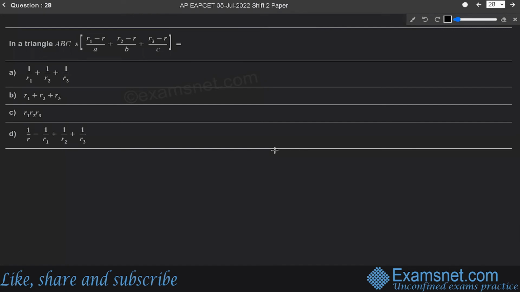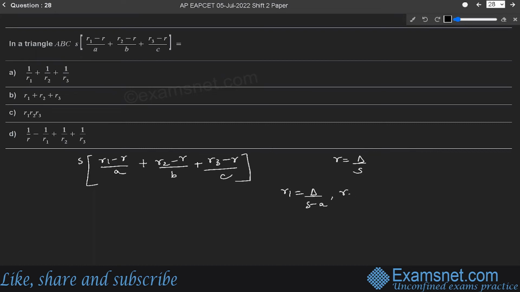Next question is, in a triangle ABC, s into (r1 minus r) divided by a plus (r2 minus r) divided by b plus (r3 minus r) divided by c is equal to. We have to find its value. We know that since it is a triangle, therefore r is equal to delta upon s. So r1 will be equal to delta upon s minus a. r2 will be equal to delta upon s minus b. And r3 will be equal to delta upon s minus c.